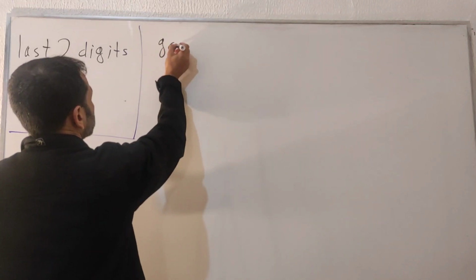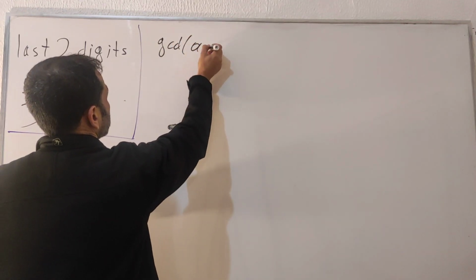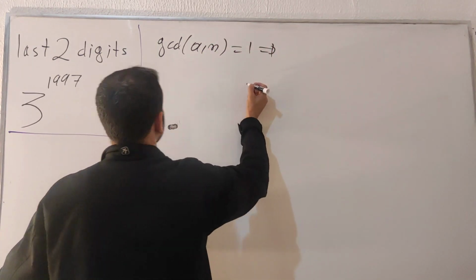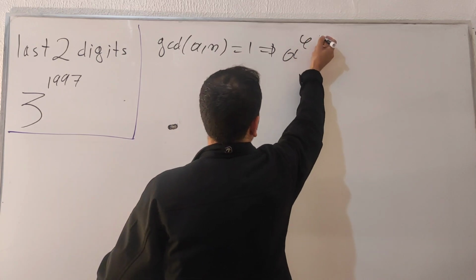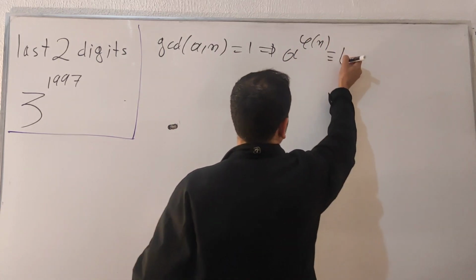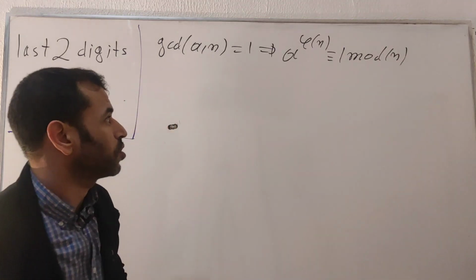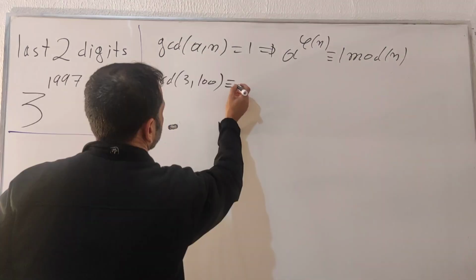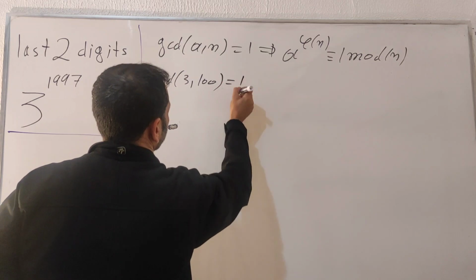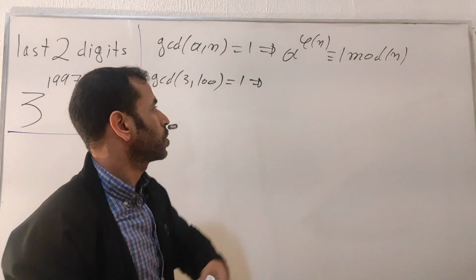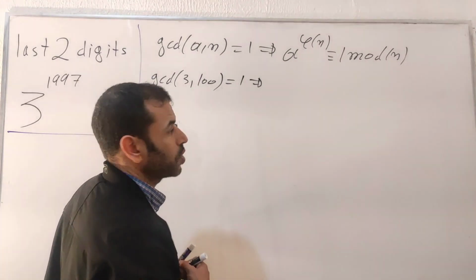If we have GCD of the base a and n equals 1, then a to the phi of n is congruent to 1 mod n. This is the general definition of the Euler Theorem. The GCD of these numbers equals 1, okay? 3 cannot divide 100. So now let's calculate phi of n.